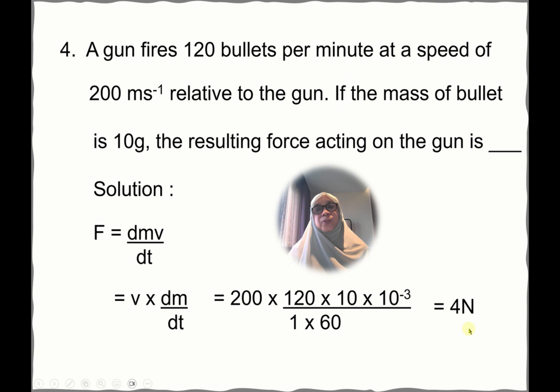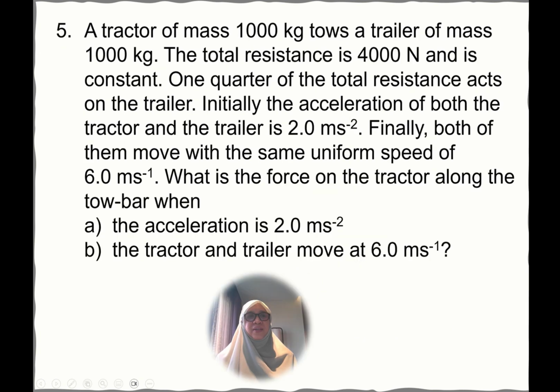Now we go. Okay, now we read question 5. A tractor of mass 1000 kilogram tows a trailer of mass 1000 kilogram. The total resistance is 4000 Newton and is constant. 1/4 of the total resistance acts on the trailer. Initially, the acceleration of both the tractor and the trailer is 2 meter per second squared. And then finally, both of them move with the same uniform speed of 6 meter per second. So what is the force on the tractor along the tow bar when the acceleration is 2 meter per second squared, and then when the tractor and trailer move at 6 meter per second?